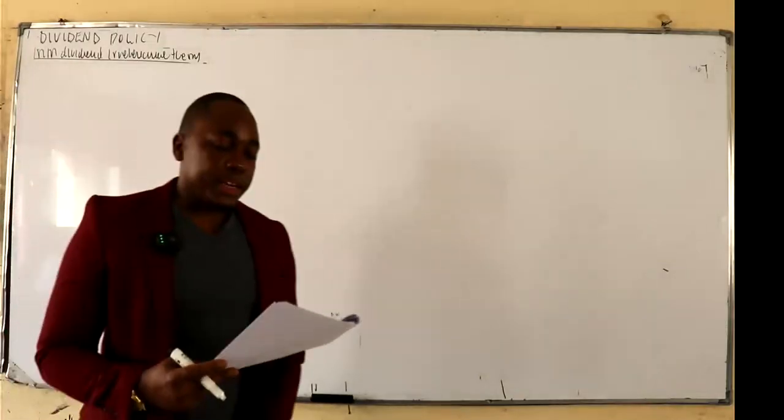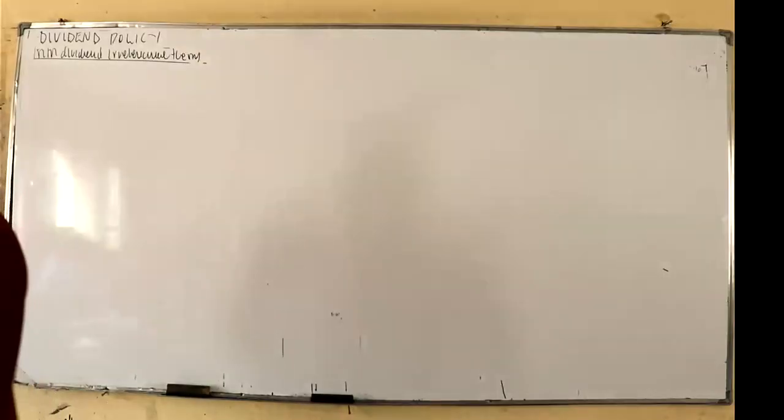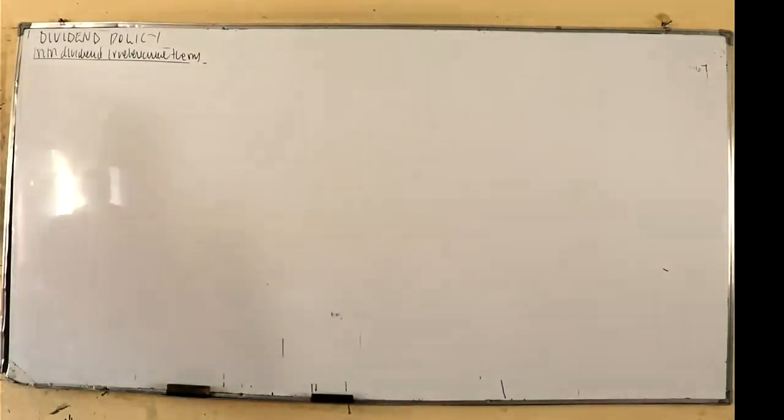The theory operates under the following assumptions. One, that there is no transaction cost associated with flotation of shares. Also, that there are no corporate and personal taxes on dividends. That the company's investment policy is independent of its dividend policy. And also there is no uncertainty in the market. Hence, all investors use the same discounting rate, and the capital markets are efficient and perfect.